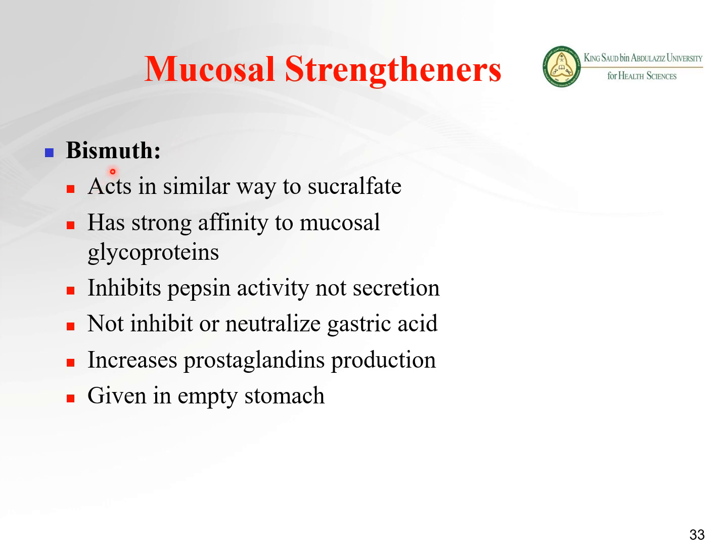The other one, bismuth salt, is almost the same as sucralfate, so it acts in a similar way. It also makes a gel around the ulcer area, and it has strong affinity to mucosal glycoproteins, inhibits the pepsin activity but not the secretion, and does not inhibit or neutralize gastric acid. It increases prostaglandin production. So it has the added advantage that it can increase prostaglandin production, and these prostaglandins further provide protection or decrease the acid secretion. Given on an empty stomach.